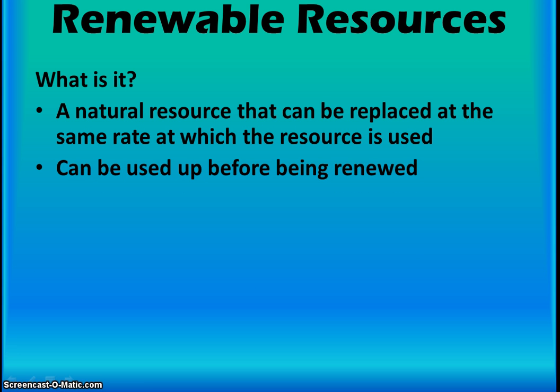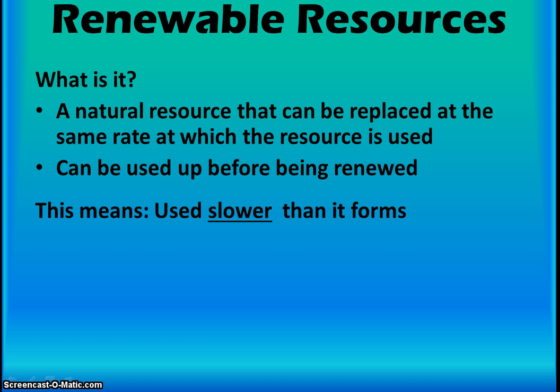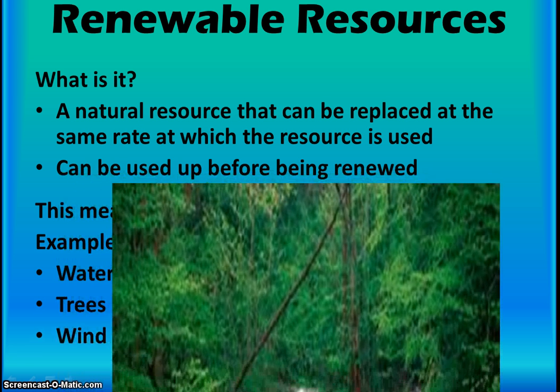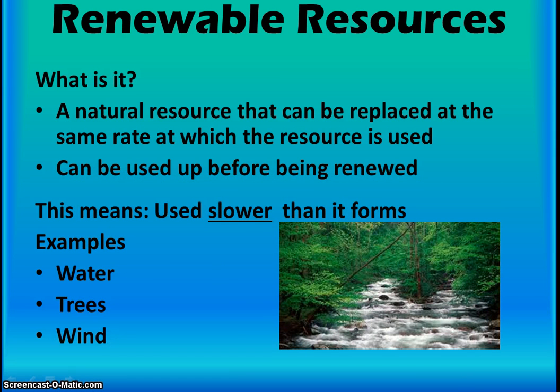They can be used up before being renewed, though. This means that they're used slower than it forms. Some examples of that are water, trees, and wind. These are resources that we can always access and find more. But like trees, we do need to be careful. If we are using trees as a resource, we couldn't just chop them down without planting more or allowing more to grow.